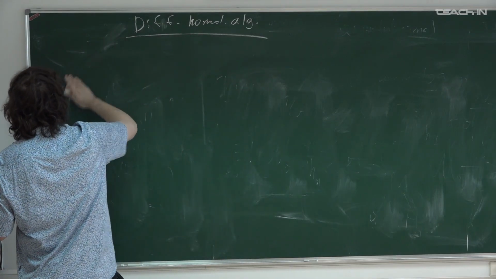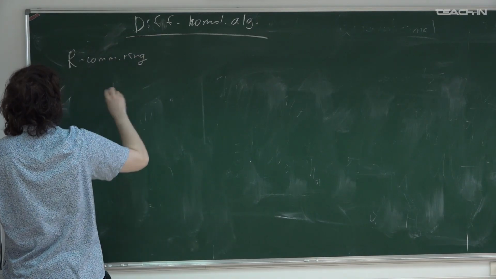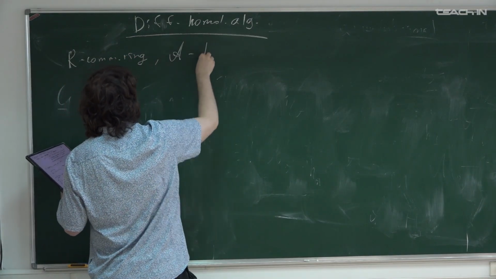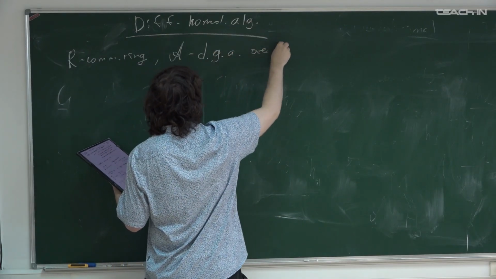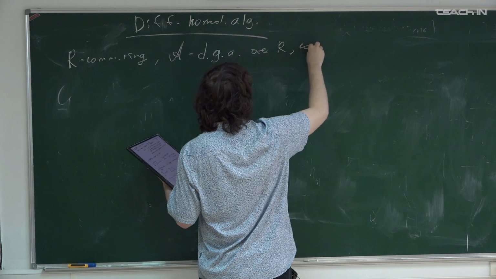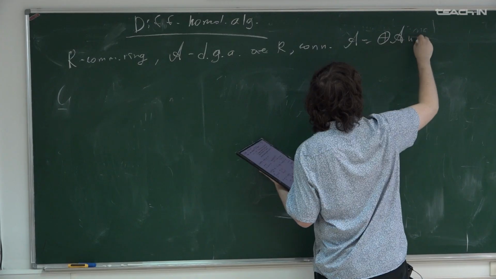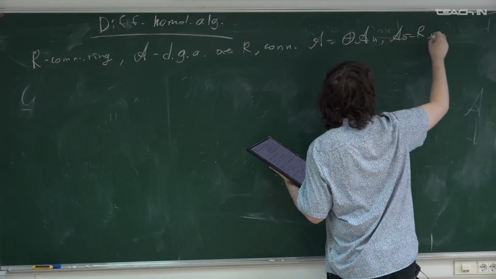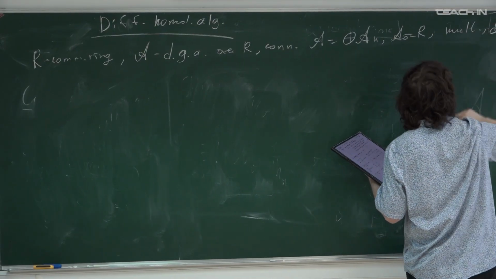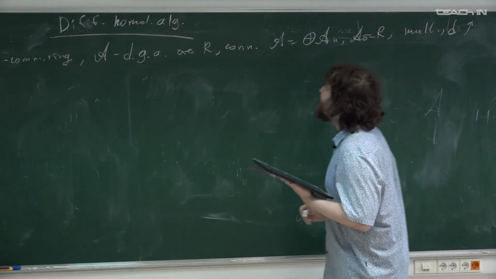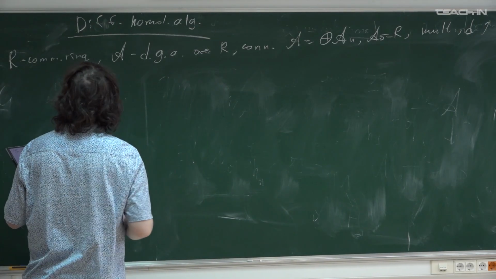So we have R, a commutative ring. It's a graded ring. We have A, a differential graded algebra over R, connected. So A is the sum of the A_n, and A_0 is R. I have multiplication and a differential that increases degree, a homological differential. It's an R module and so on.